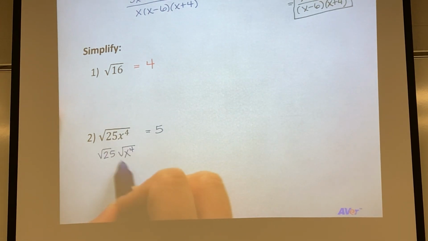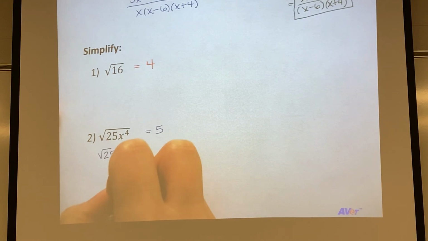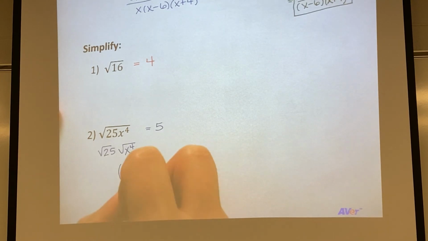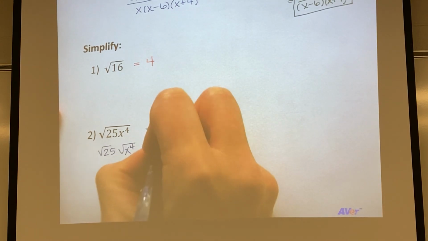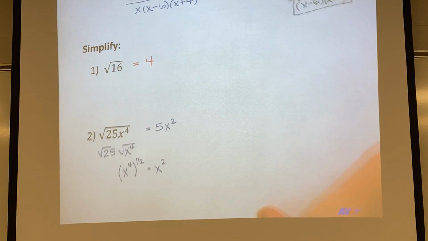Now square root of x to the 4th. You may or may not remember that a square root is really an exponent of 1/2. So that symbol right there means you're taking something to the 1/2 power. So if we use our exponent rules, if we have x to the 4th to the 1/2, we would multiply these together. And 4 times 1/2 is 2, so x squared. So the square root of x to the 4th is x squared. So our final answer, 5x squared. So anytime you see a square root, it's always to the 1/2 power.